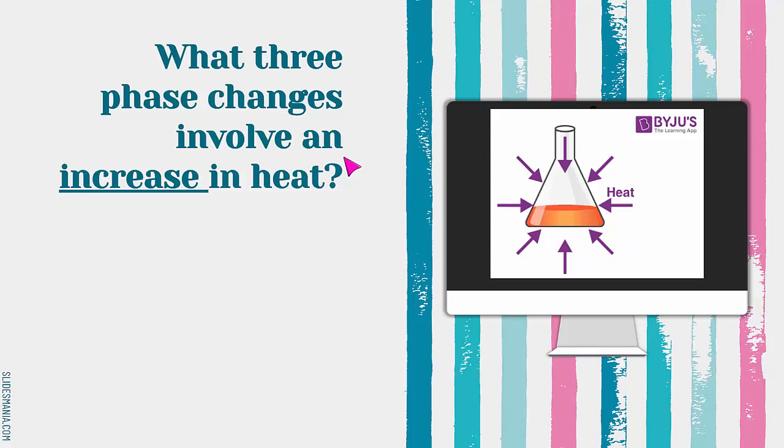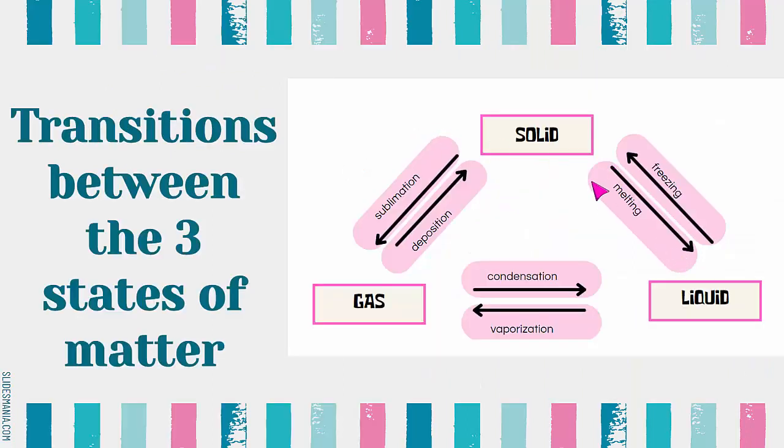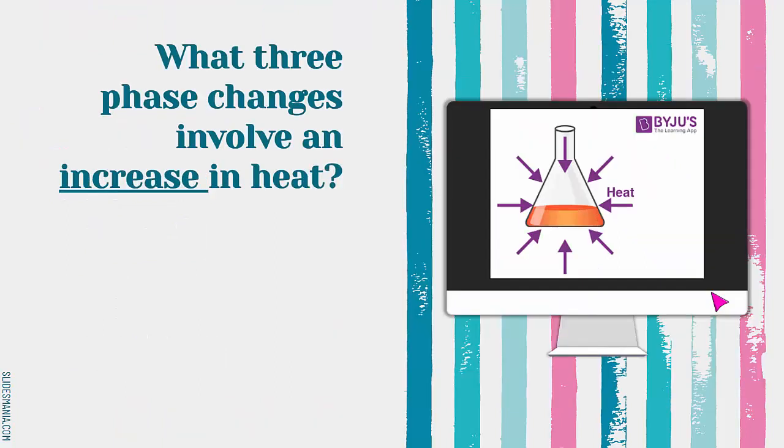Now, those phase changes involve a change in energy, because in order to change from one state to another, let's say from solid to liquid, which would be the melting change, the particles either have to gain energy or lose energy. To go from a solid to a liquid, the particles have to move faster. That means they have to gain energy. So the 3 phase changes that involve an increase in heat are going to be melting, vaporization, and sublimation.